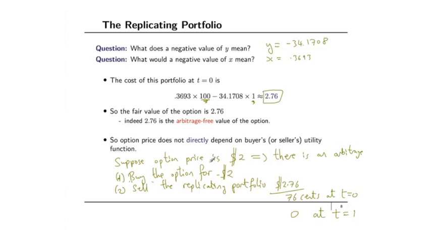Similarly, if the option price was selling for a quantity greater than 2.76, maybe if the option price was selling for $4, then I would do the opposite. I would sell the option for $4, and I would buy the replicating portfolio for $2.76. So that would give me a net of 4 minus 2.76, which would be $1.24. I would take that in at t equals 0, and at t equals 1, the 2 positions would offset each other because the portfolio replicates the payoff of the option. So again, I would have an arbitrage. So in fact, this value of 2.76 is the arbitrage-free value of the option.